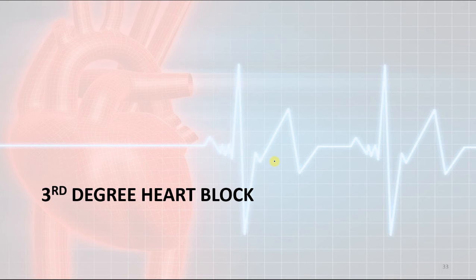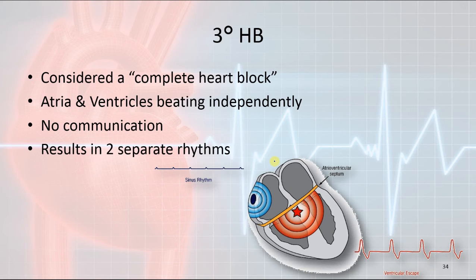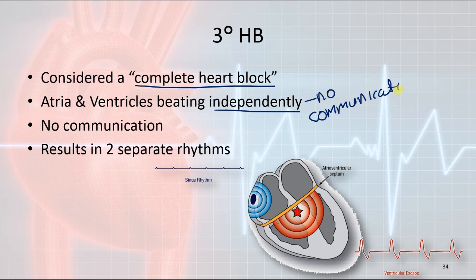Now let's discuss a third degree heart block. This is the most dangerous heart block out there. It is a true heart block. In a third degree heart block, this is a true complete heart block where the atria and the ventricles are beating independently and there is no communication between them. This atrioventricular septum right here, for whatever reason, has completely blocked all communication from the atria and the ventricles.